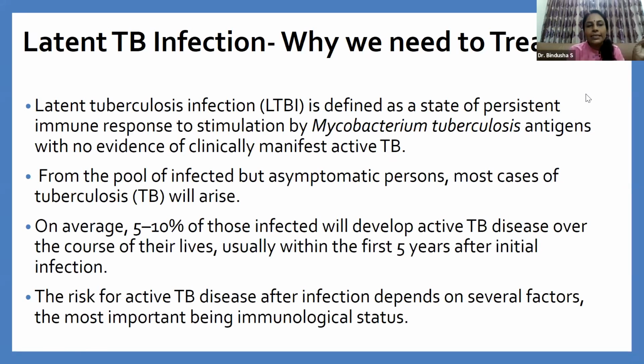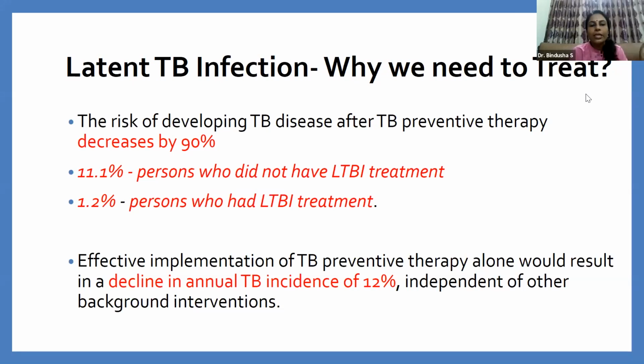So why do we need to treat this latent TB infection? The treatment of latent TB infection will decrease the risk of developing tuberculosis disease by around 90%. Around 11.1% of the persons with latent TB infection who did not undergo latent TB treatment developed TB disease, whereas 1.2% of persons who had a latent TB infection and were treated developed active TB disease in a study. So the effective implementation of tuberculosis preventive therapy alone will result in a decline in the annual TB incidence by around 12% independent of other background interventions. That is the importance of treating the latent TB infection.